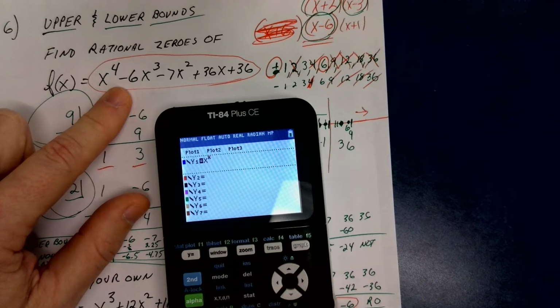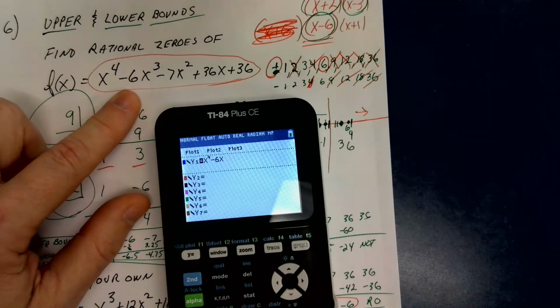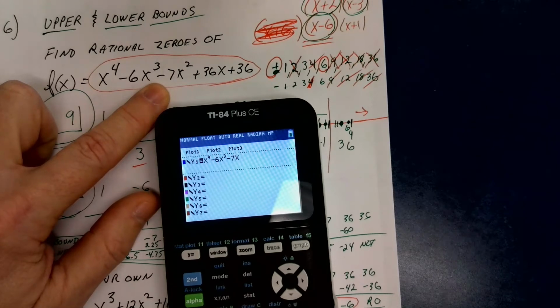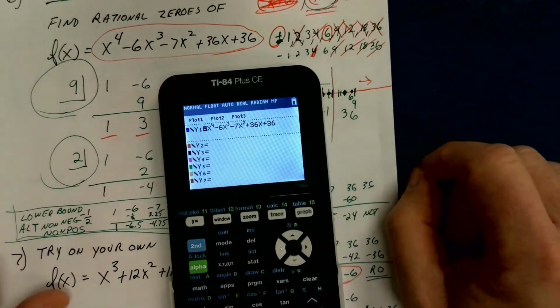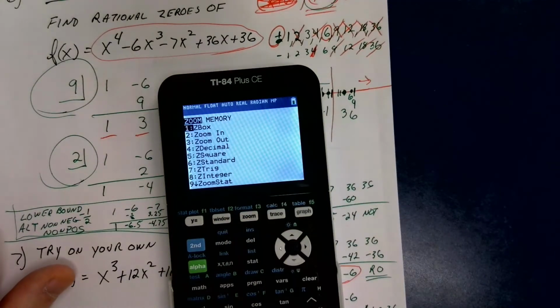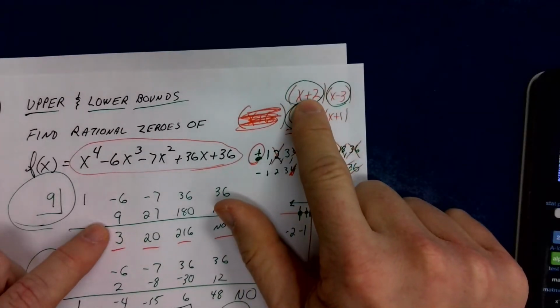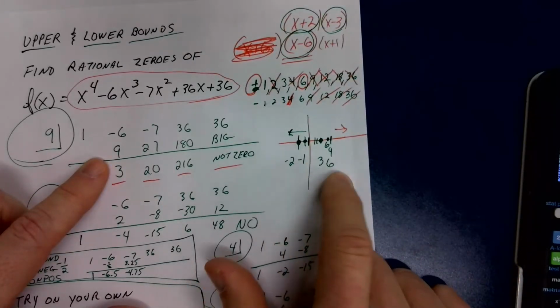X to the fourth minus 6x cubed minus 7x squared plus 36x plus 36. Okay? That's where we're at right now. Zoom. Oh, before I hit zoom 6, right? According to us, again, we did this all without technology. According to us, it should hit, right? Those are all our factors, so it should hit at -2, -1, 3, and 6.